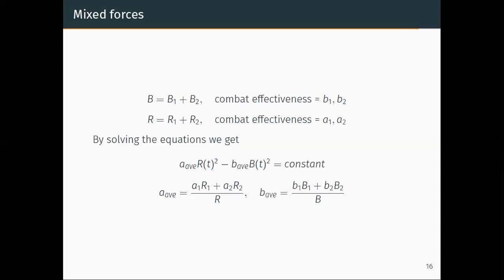Okay. So there are mixed forces. As I was saying, we have a blue side and a red side. Each side does not necessarily have one single type of force. There can be multiple types of forces. Let's say the red side has two types of forces, R1 soldiers and R2 soldiers. Similarly, the blue side has B1 soldiers and B2 soldiers, and they have combat effectiveness B1, B2, and A1, A2.